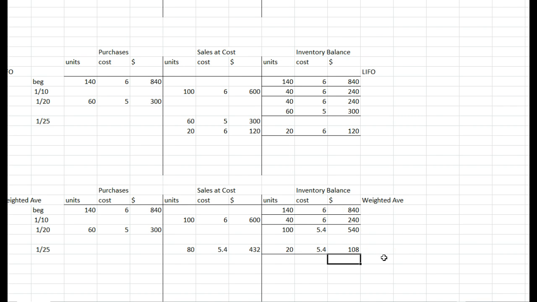So I hope that explains a little bit of the difference between FIFO, LIFO, and weighted average. Thanks.